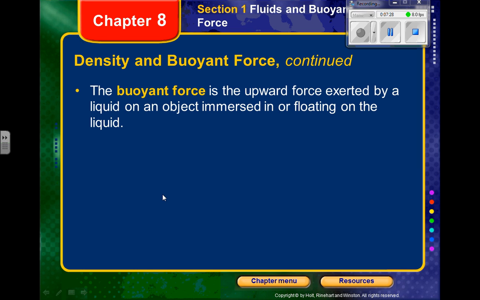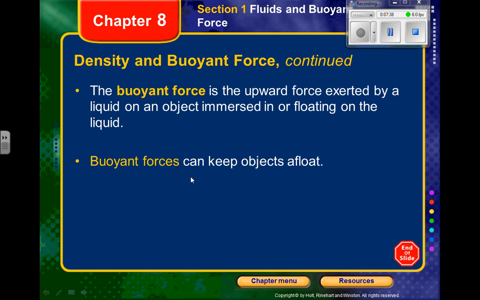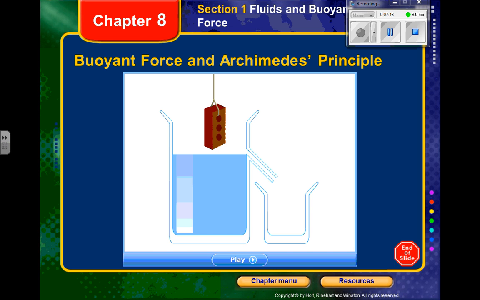Okay, buoyant force is the upward force exerted by a liquid like water, like when you're in the bathtub, on an object immersed in or floating on the liquid. Buoyant force keeps the object afloat unless there's not enough buoyant force, the mass is too heavy, it's too dense, and it'll sink. Here's a brick. What can you do with a brick? Consider a brick that can be submerged in a container of water.